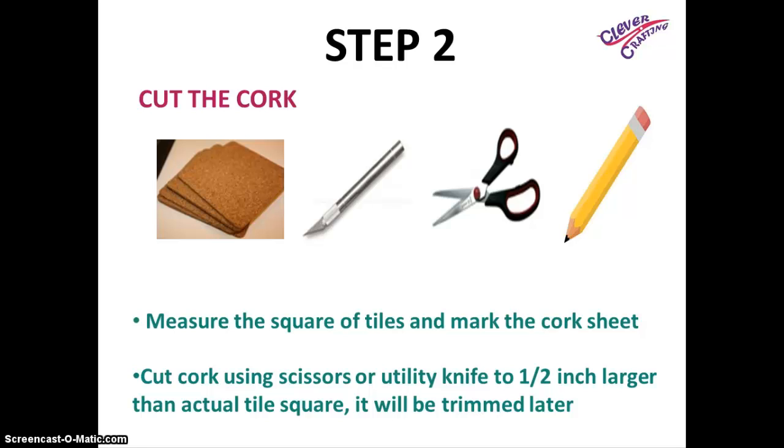So be careful when selecting pre-cut cork tiles, or the easiest thing is to buy a larger sheet and just cut it to size. So basically, you measure the size of the square when you put all your tile layout. You measure the size of that tile square, and then mark that on the cork sheet, and then cut the cork using scissors or utility knife. And you want to cut it to a size that's a bit larger than the actual square of tiles. And you're going to trim it later so that it's more exact. If you cut it beforehand and then it doesn't quite fit and it's hard to line up, so it's better to cut it a bit bigger, and then later we'll trim it to the exact size.